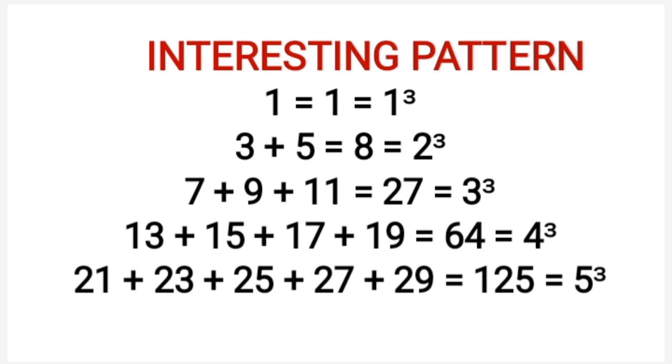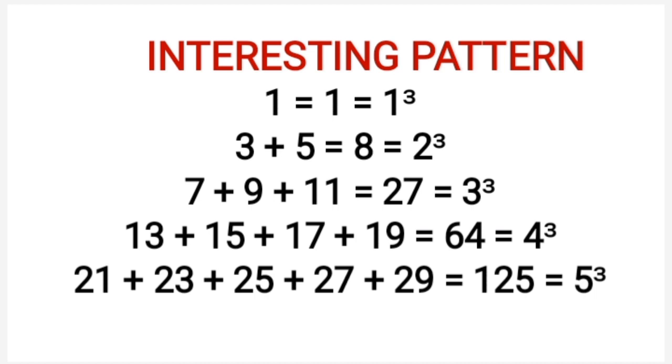3 plus 5 is 8, which is 2 cube. 7 plus 9 plus 11 equals 27, which is 3 cube. 13 plus 15 plus 17 plus 19 is 64, which is 4 cube. 21 plus 23 plus 25 plus 27 plus 29 equals 125, which equals 5 cube.